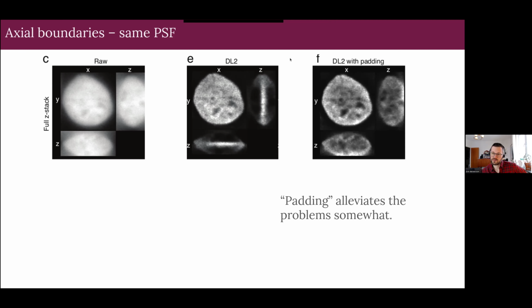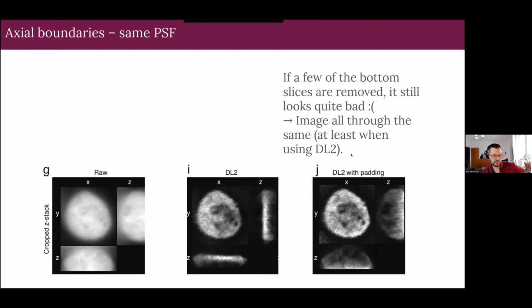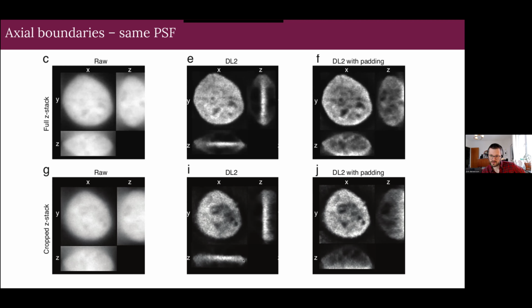If you use the padding option in Deconvolution Lab 2, and that will be a longer lecture, you can prevent some of this. It's still not perfect because you see it's a little brighter at the bottom. If you use even fewer slices, so that you only imaged half of the nucleus, it will look even worse. I'm sorry, the scaling here is not really perfect, but you will always see this bright thing at the bottom unless there's some slack on top and on the bottom.